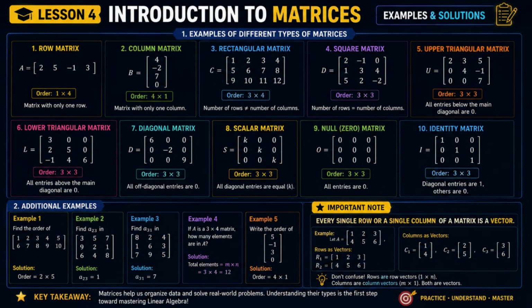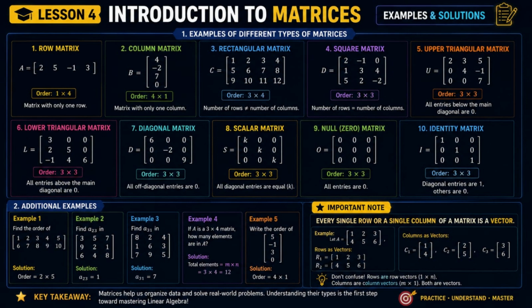An upper triangular matrix has all entries below the main diagonal equal to 0. A lower triangular matrix has all entries above the main diagonal equal to 0. A diagonal matrix has all off-diagonal entries equal to 0. A scalar matrix is a diagonal matrix in which all diagonal entries are equal. A null or zero matrix contains only zeros. An identity matrix has ones on the main diagonal and zeros everywhere else. These are the fundamental matrix types that you'll use throughout linear algebra.